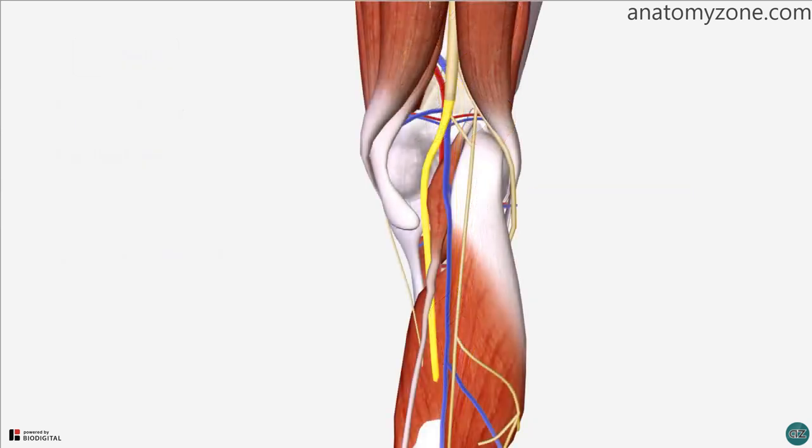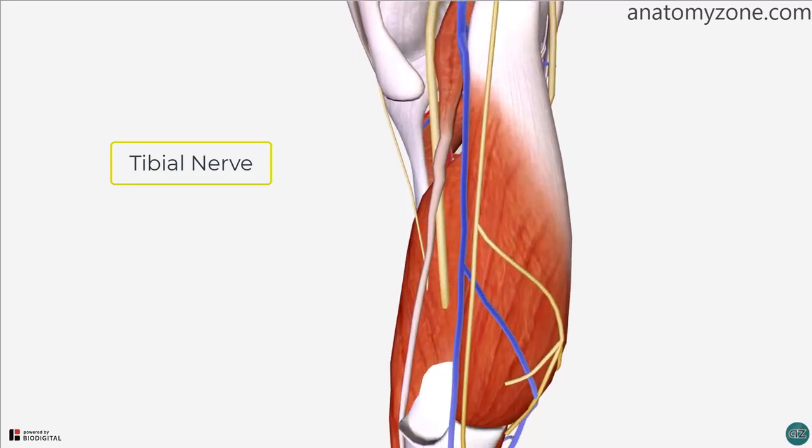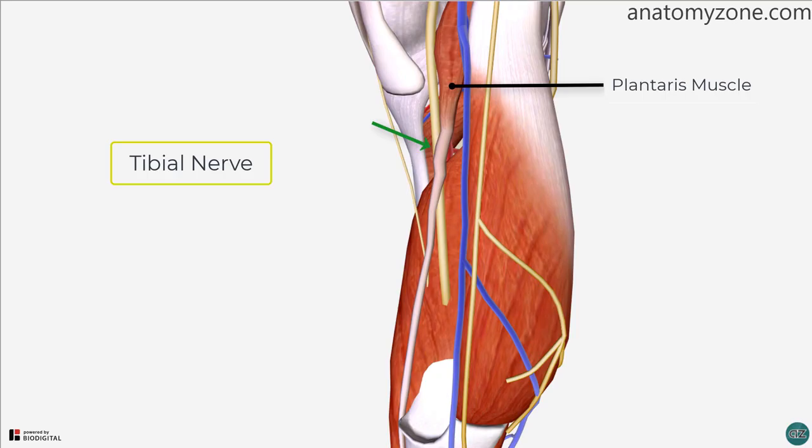I've just removed the medial head of the gastrocnemius here, and you can see how the tibial nerve leaves the popliteal fossa and passes underneath the plantaris muscle to enter the posterior compartment of the leg.